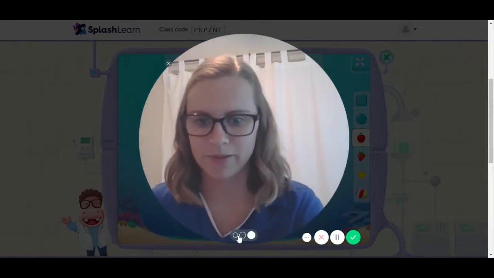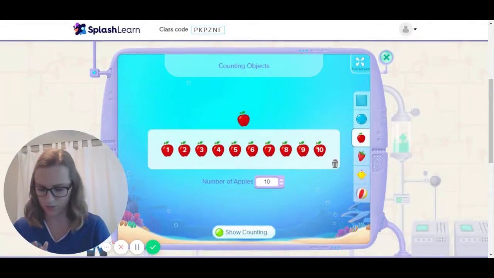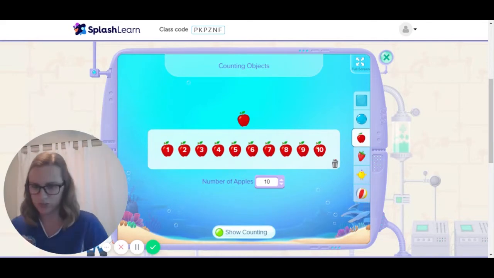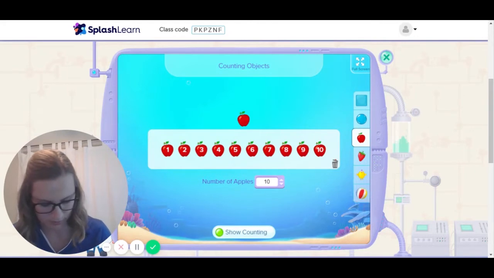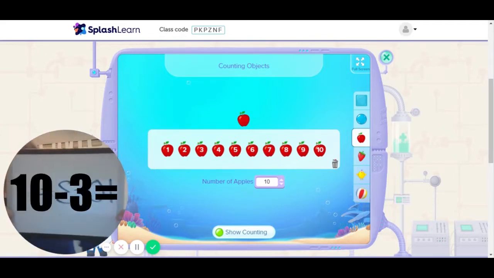All right, so on your piece of paper, let's go ahead and write what our first problem is going to be. And it starts with the number 10, because I have 10 apples in front of me. Let's do 10 minus 3 equals. And we're going to see what that equals. 10 minus 3. Remember to pause the video if you need more time to write this down.